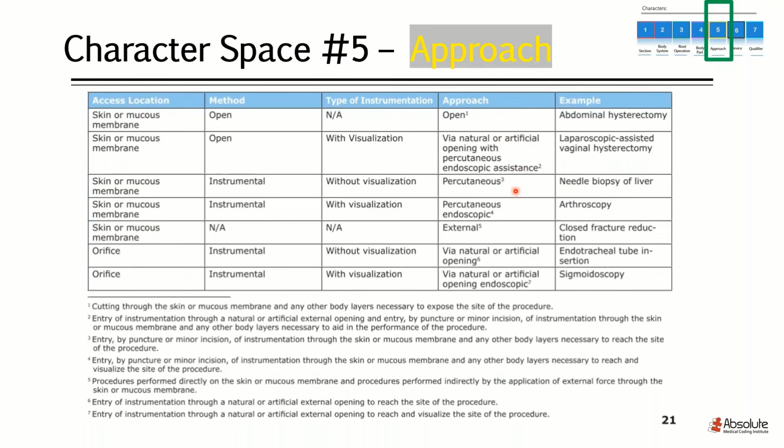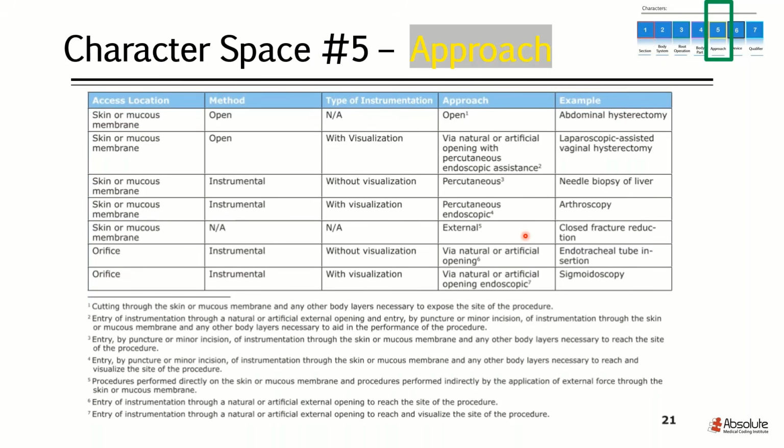So let's go down to percutaneous. We know what percutaneous is. This is entry to the surgical site by puncture or a minor incision. All right, so if it's a minor incision, then it's not considered open. If it's for the purpose of putting in that instrumentation to carry out that procedure, then it's just percutaneous. Now, percutaneous endoscopic, that's you going through the skin with a scope, and it also includes a minor incision.